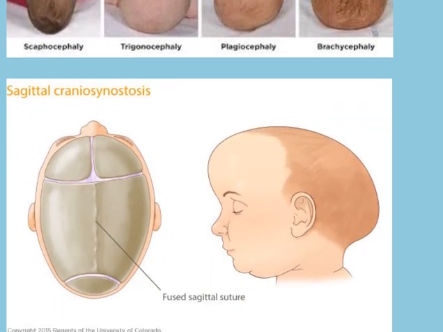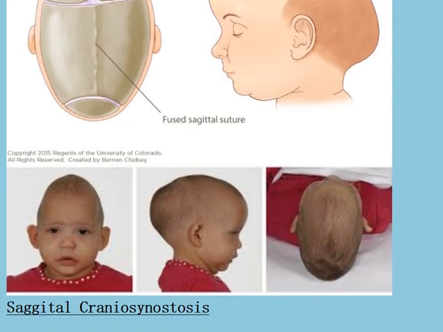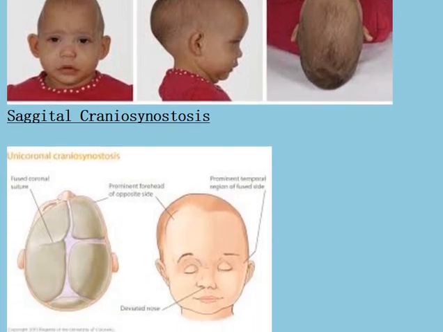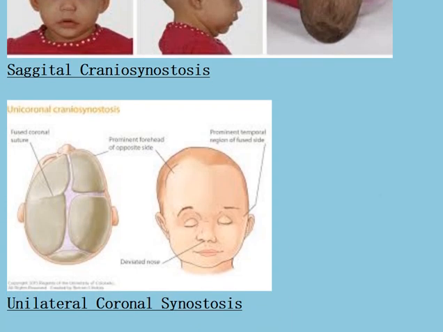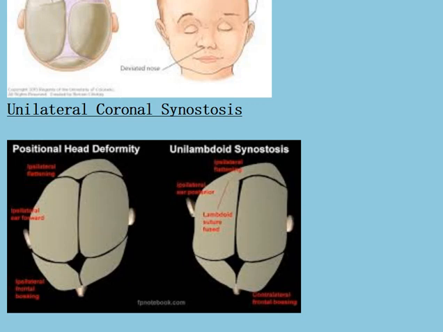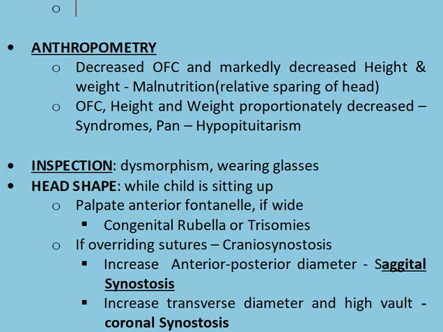And then there is sagittal craniosynostosis. You see the sagittal suture is fused and the anteroposterior diameter is increasing. This is the shape of sagittal craniosynostosis. Then unilateral coronal synostosis, an atypical shape of the head. Then there is a positional deformity. You must differentiate: in a positional deformity, the sutures will not be fused, while in synostosis, the sutures will be fused.